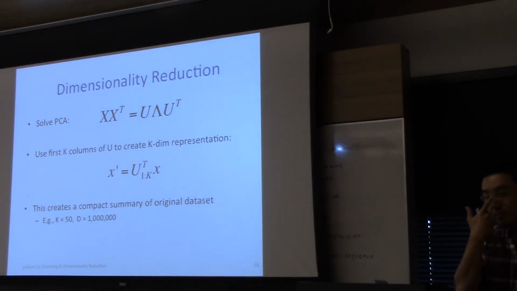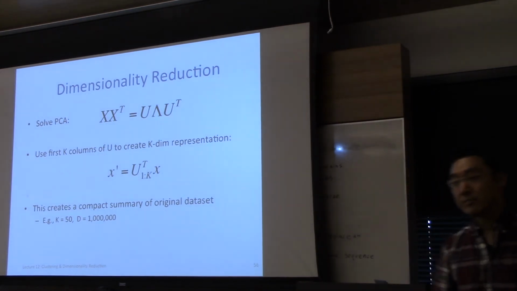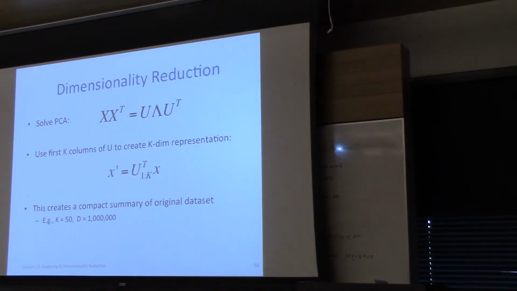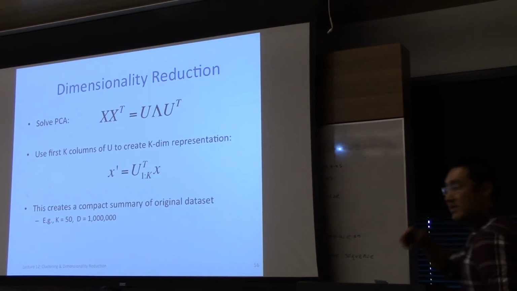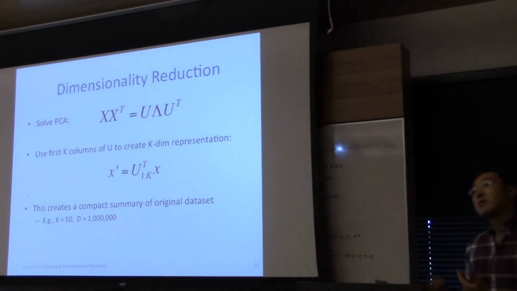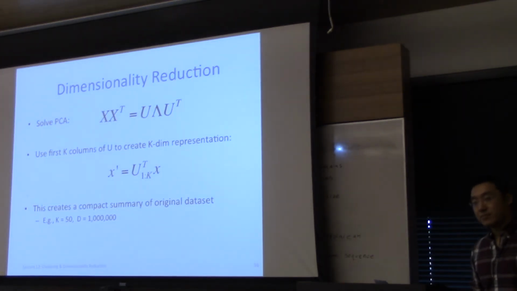Do you have specific order for the diagonal matrix there? For the diagonal matrix? Yeah. So what PCA will give you if you call PCA is the diagonal matrix is also ordered from the largest to the smallest eigenvalues. Yeah, it's ordered typically.